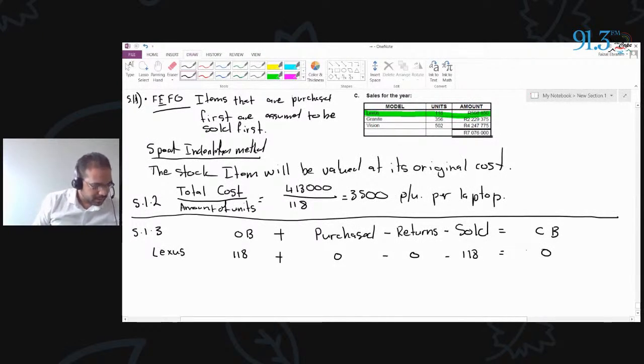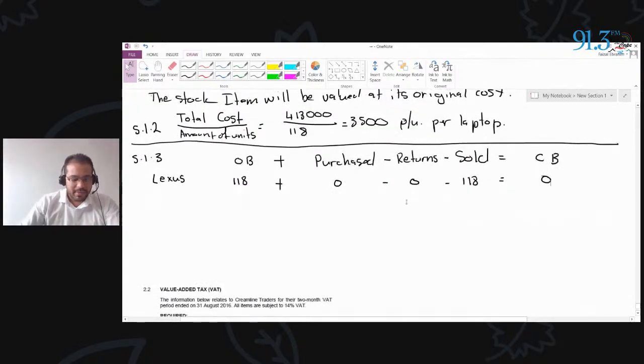So my Lexus closing balance is therefore zero. Okay, let's look at the next one. The same principle that I applied to the Lexus brand is what I'm now going to apply to the Granite brand and the Vision brand. So our principle remains the same.